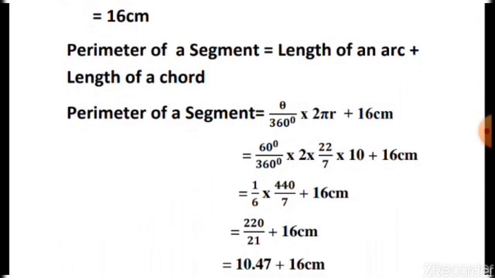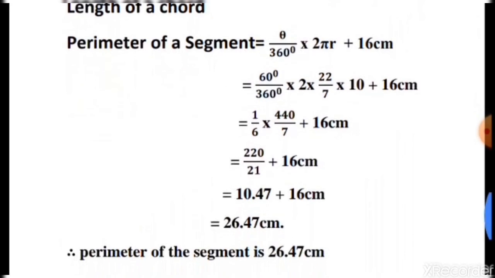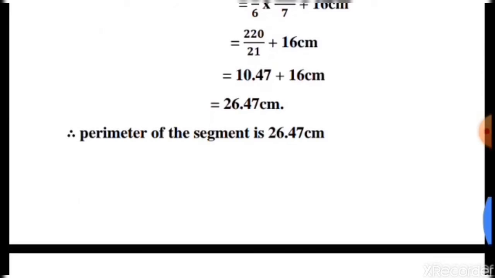When you divide 220 by 21, you are going to have 10.47. You now add 16 centimeter to it, and that will give us 26.47 centimeter. Therefore, perimeter of the segment is 26.47 centimeter.